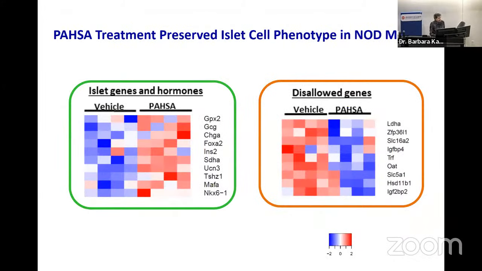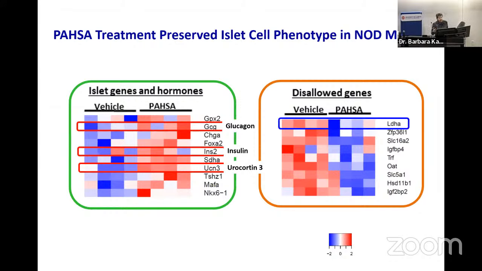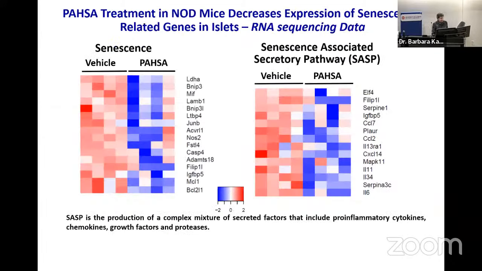Well, some of them are islet genes. Here's the insulin 2 gene. Here's urocortin 3, a key islet marker. Here's glucagon. So it's not all beta cells, but also alpha cells. And then there are the so-called disallowed genes, those that are usually not expressed. And you can see PASAs lower expression. LDHA is one example of a disallowed gene.